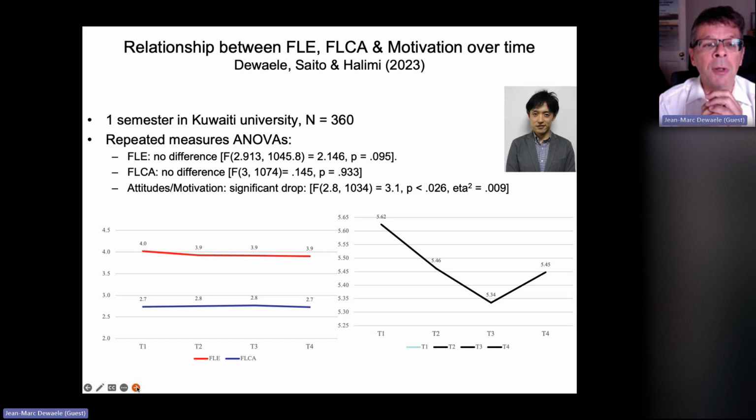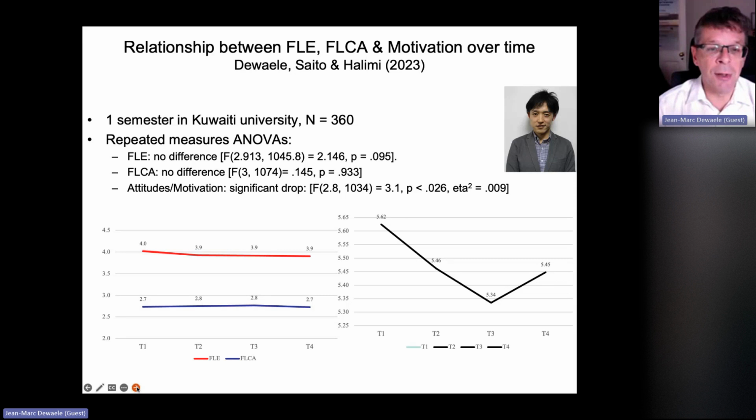We ran repeated measures ANOVAs and found no difference over time for enjoyment, also no difference over time for anxiety, but we did find a significant drop in motivation over time. You see, it reached its deepest point at time 3, and so we interpreted this as an indication that motivation might have dropped because they got bad test results or because it turned out to be harder than expected to do well in the foreign language class over that term. And their enjoyment acted as a buoy to keep their motivation afloat.